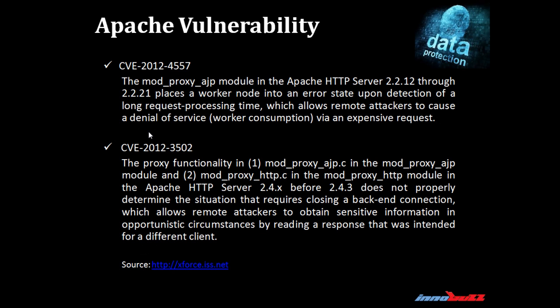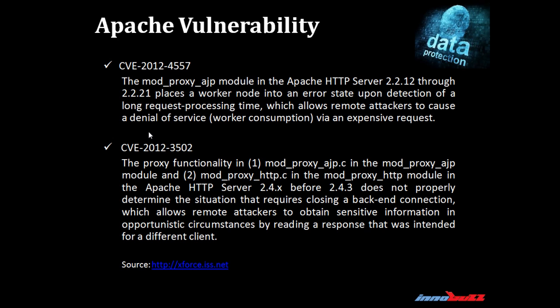Another vulnerability is CVE-2012-4557. Here, the mod_proxy_ajp module in the Apache HTTP server 2.2.12 through 2.2.21 places a worker node into an error state upon detection of a long request processing time, which allows remote attackers to cause a denial of service or worker consumption via an expensive request.